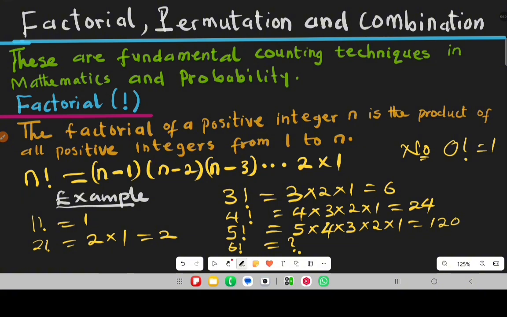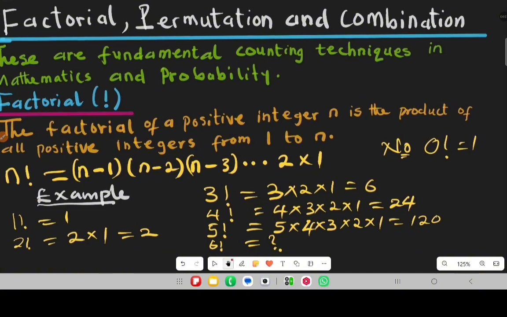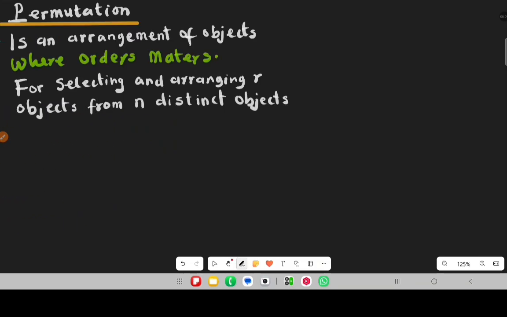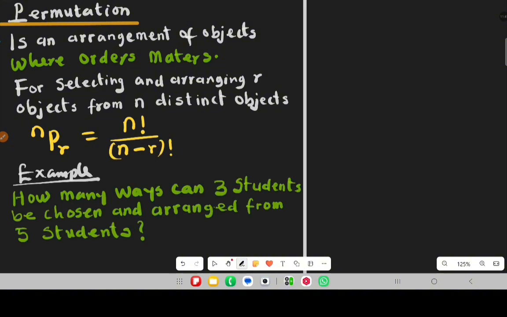Then we move further to permutation. Permutation is an arrangement of objects where order matters. For selecting and arranging r objects from n distinct objects, it is written as n permutation r, which is equal to n factorial all over (n minus r) factorial. Example, how many ways can 3 students be chosen and arranged from 5 students?